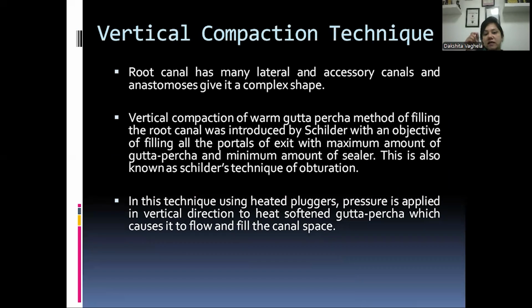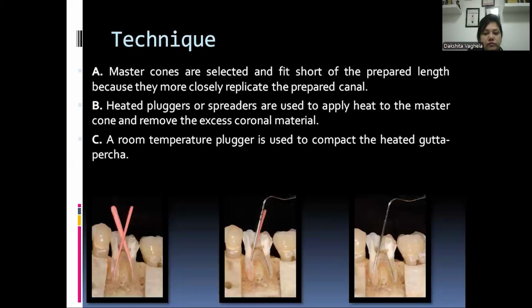Vertical, as the name suggests, is not lateral to the master cone, it is on top of it. Vertically, you are compacting it. The main advantage of this method is that it will seal your lateral and accessory canals. Schilder was the one who actually gave this technique, and we use Schilder's heated pluggers for compacting the GP vertically.